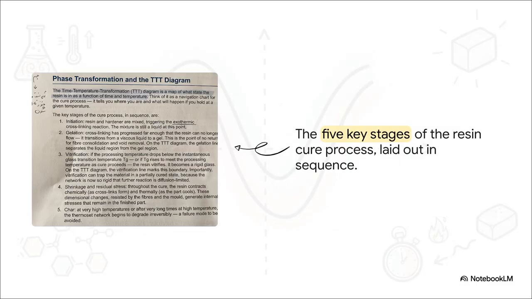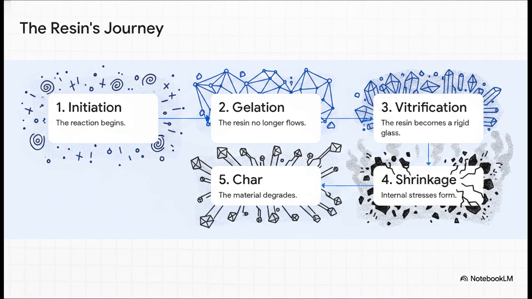And speaking of the journey, our source material lays the whole thing out for us. It identifies 5 really distinct stages that every single thermosetting resin goes through as it transforms from a liquid to a solid. So let's walk through each one. Okay, so here they are. First, initiation, then gelation, after that, vitrification, then shrinkage, and finally char. You can think of these as the key waypoints on our map, and understanding each one is absolutely critical to getting this whole transformation right.